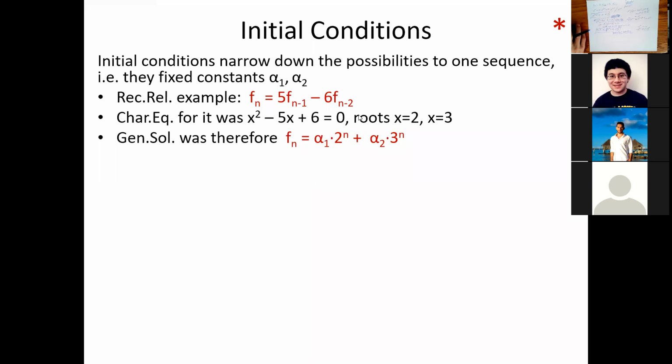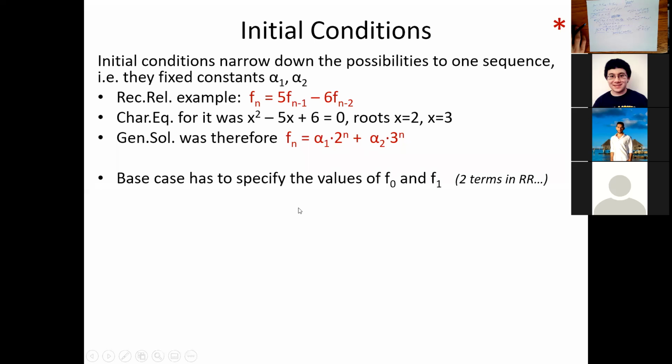So now let's go back to how to fit these constants alpha 1, alpha 2 to the initial conditions. Let's go back to the first example we had of a recurrence relation, which was this one. This was its characteristic equation, and it had two roots, 2 and 3, and therefore the general solution looked like that always. And now we have to find these constants, and they depend on the base cases.